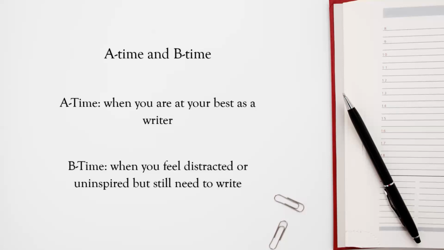B time is when you write under less than ideal conditions. You may try to get 20 minutes of writing done before a class, even though you know that you will feel interrupted when you have to stop. Or you may write for half an hour in the evening, even though you know that you are better at it in the mornings. And sometimes this is all we can manage with our busy schedules.